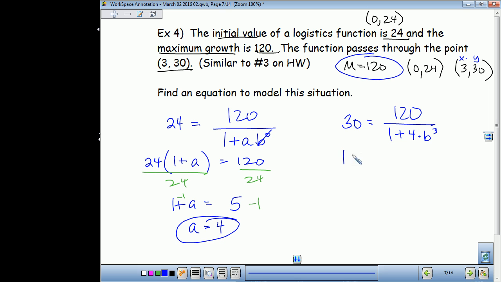Okay, we're going to cross multiply. And then divide by the 30. I'm going to subtract the 1. And then divide by the 4. Now, I do not know what the cubed root of 3/4 is, so since it's not pretty, what I'm going to do to solve is to raise this side to the 1/3 power. Because does that solve for b? Yes. And whatever I do to one side of an equation, I must also do to the other. So what I get here is that b equals 3/4 to the 1/3.